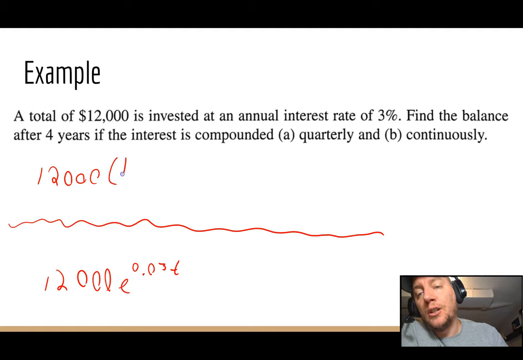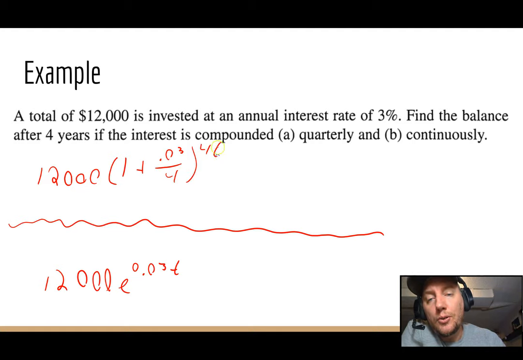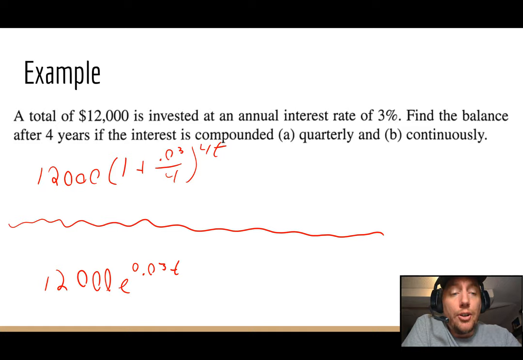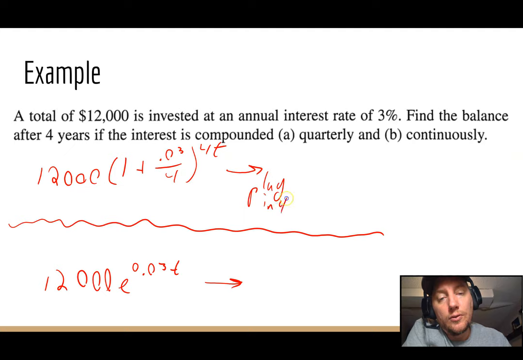So principal times 1 plus 0.03. It's plus because we're investing money, it should go up. Quarterly is 4 times per year, so to the 4t. So those are our formulas, one for quarterly, one for continuously, and we're going to see how much money we have after 4 years. So I'm going to plug 4 in for t. So for both these, I'll plug in 4.